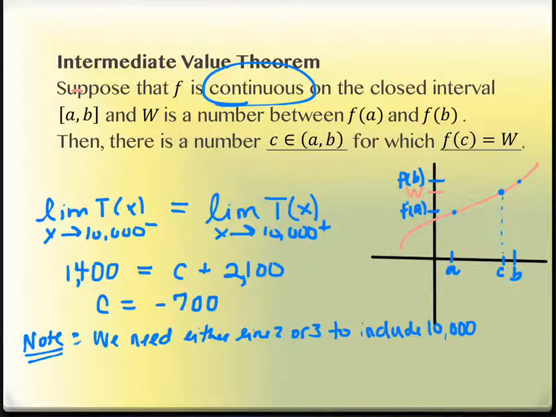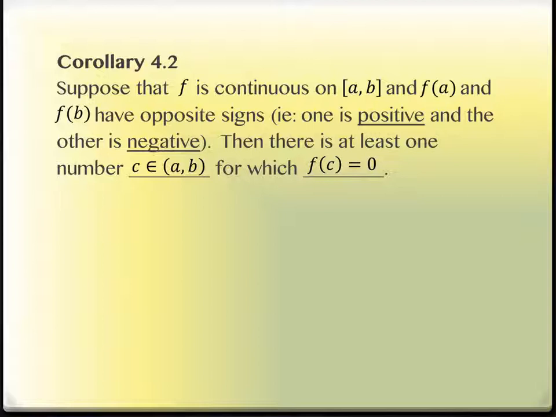Okay, so let's take a look at an example. I'm sorry, there's a corollary first for that, and then we'll look at an example of the intermediate value theorem. This corollary is probably the cleanest version of the intermediate value theorem. This one says, suppose that f is continuous on AB, and f of A and f of B have opposite signs. So I'm going to draw a picture for what this is telling you.